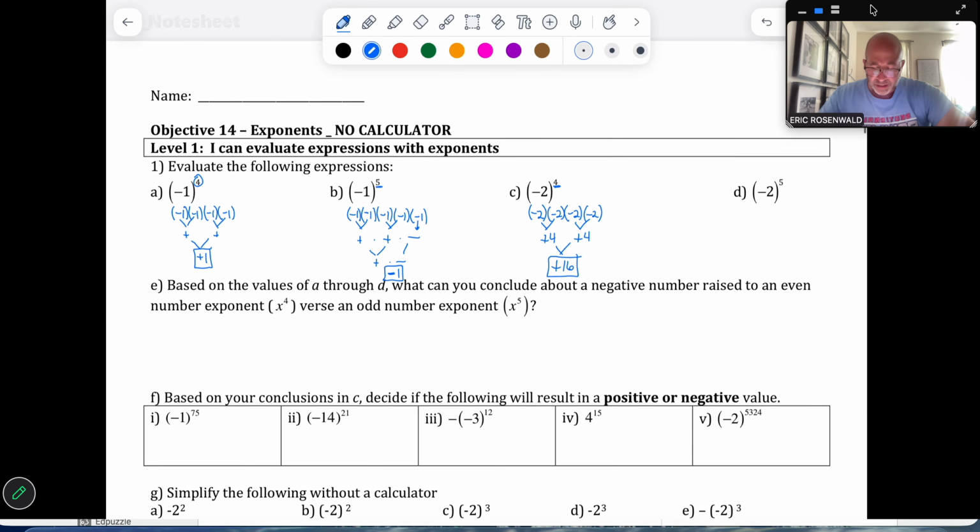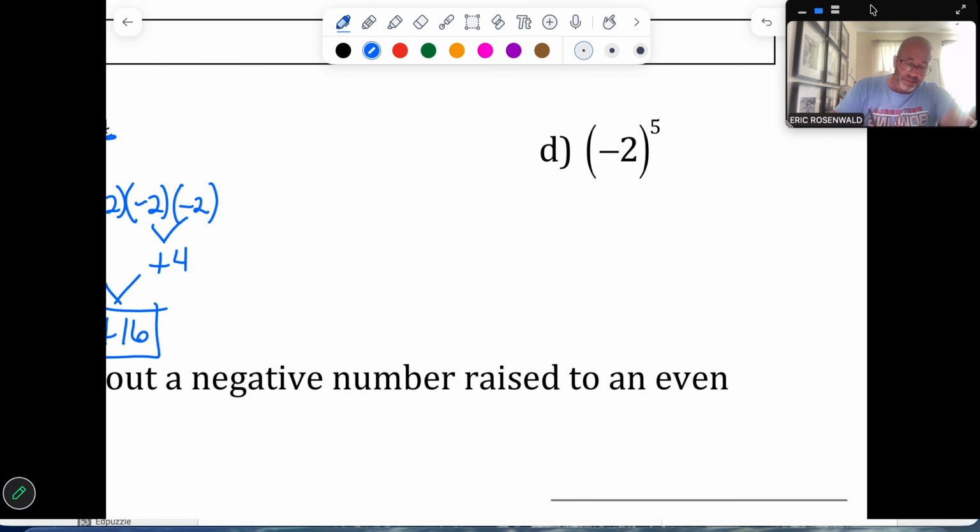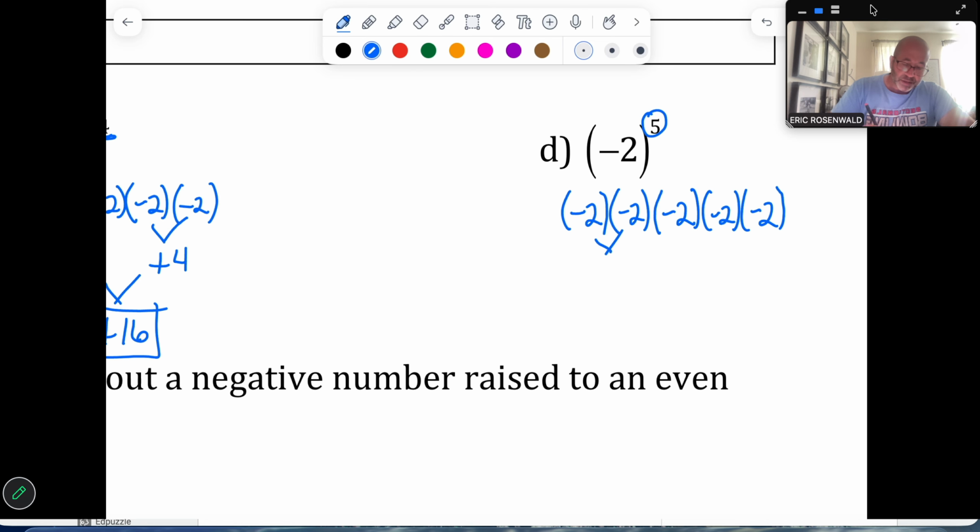So what we're trying to get at here is whether there is some sort of pattern that happens when we're dealing with positives and negatives, whether it's positive or negative based on the exponent. That 5 is going to tell us that we have 5 of these 2's going on. Okay, so let's multiply these out. -2 times -2 is 4. -2 times -2 is 4. And then we still have this other -2 here. Multiply these together, we're going to get 16 times -2. And multiplying those, we get -32.